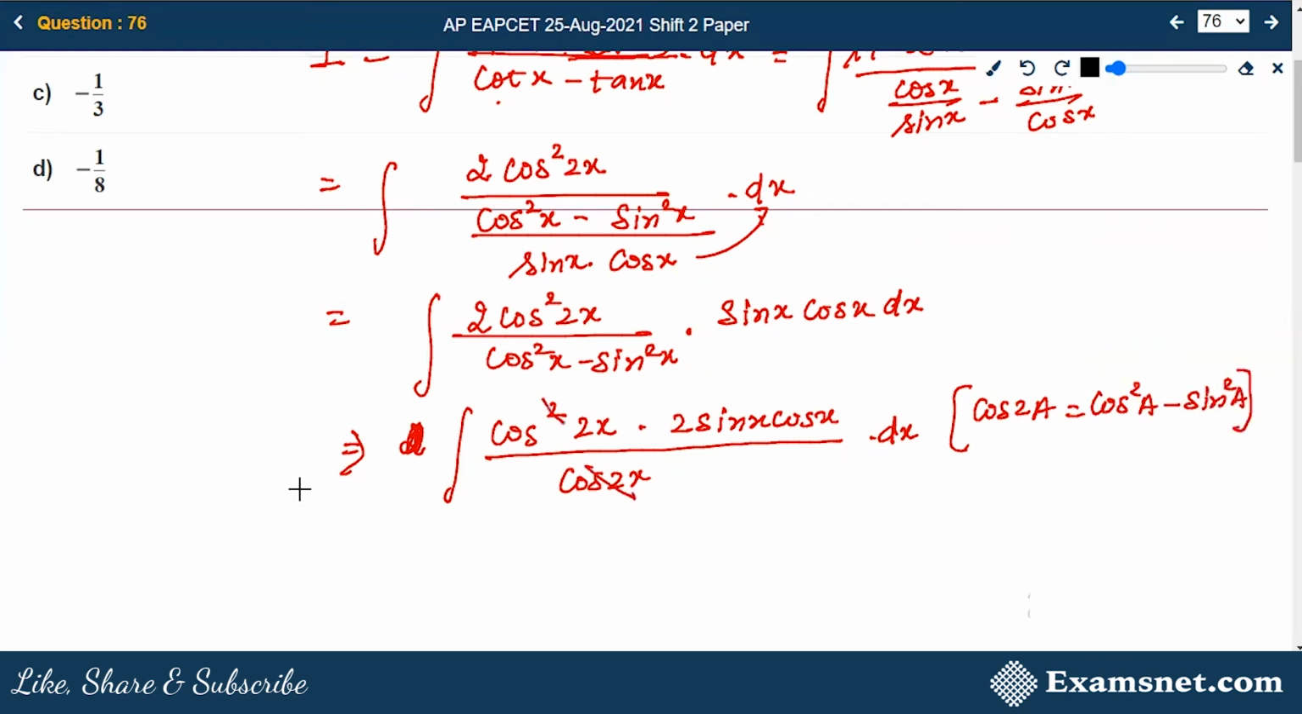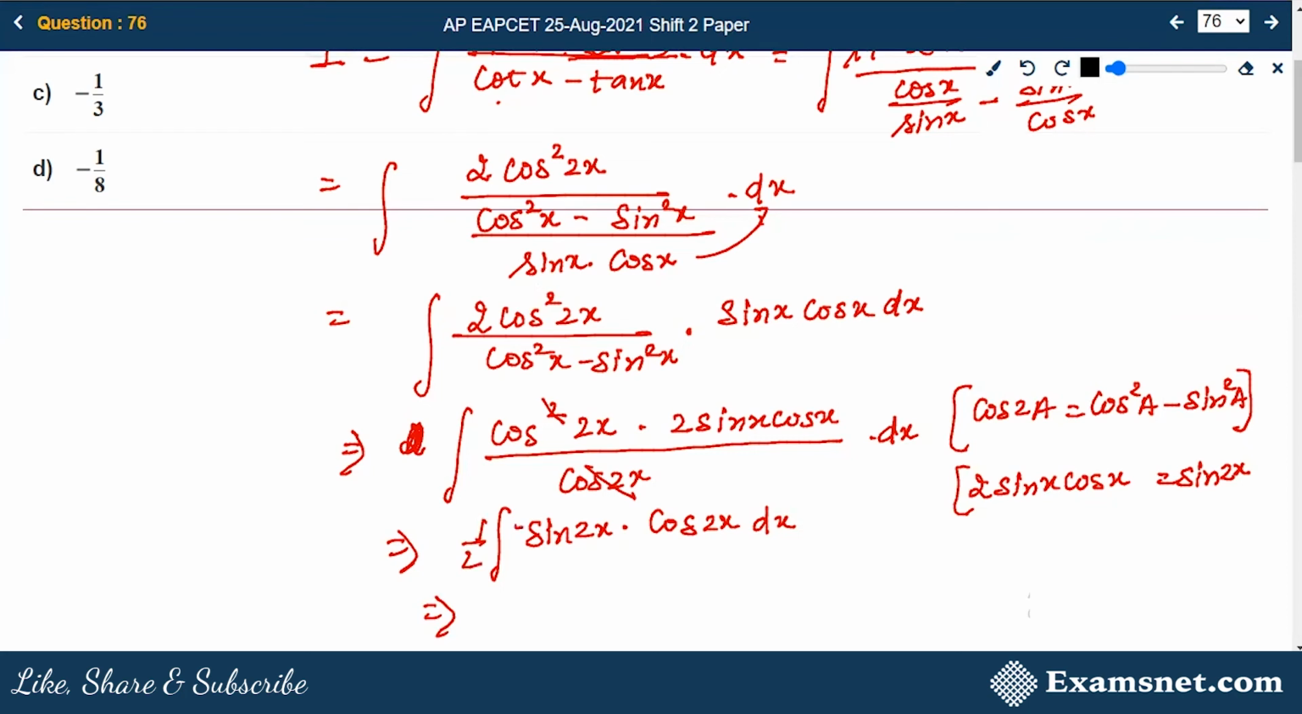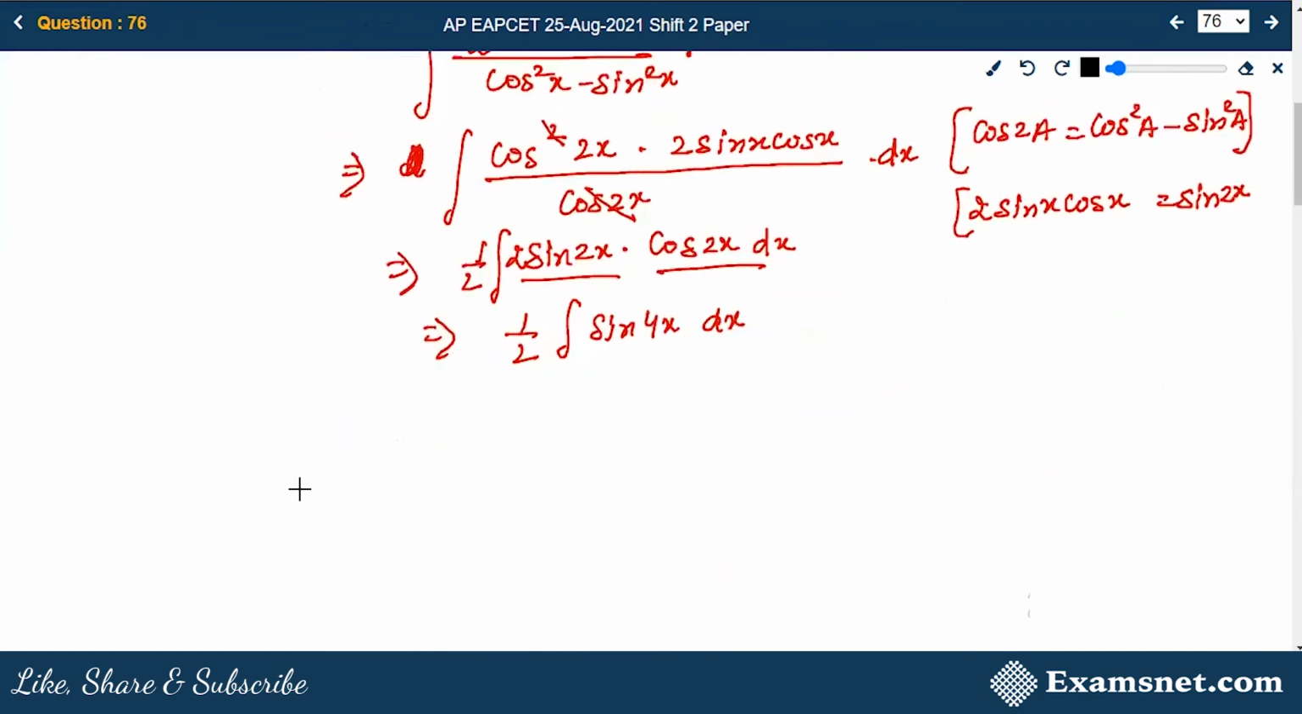So you will have 2 sin x cos x. This is equal to sin 2x. 2 sin x cos x is equal to sin 2x. So this will be sin 2x into cos 2x dx, which will be equal to, if I'll be dividing 1 by 2 over here and taking 2 inside, so this is again 2 sin a cos b. This is half integral of sin 4x dx.